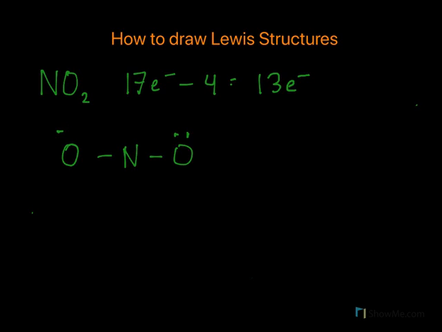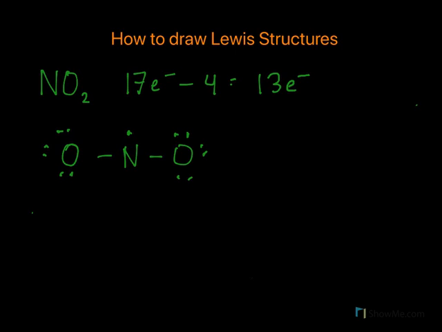1, 2, 3, 4, 5, 6, 7, 8, 9, 10, 11, 12. We have 1 electron left. We'll put it on the nitrogen. Again, this is called a radical. It is just an electron all by itself in its own orbital.